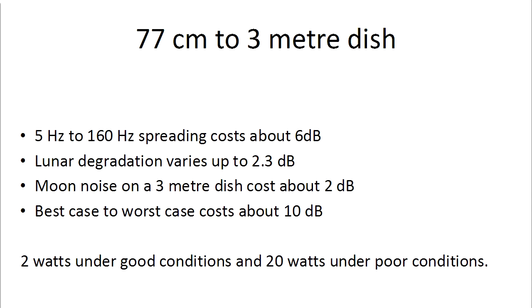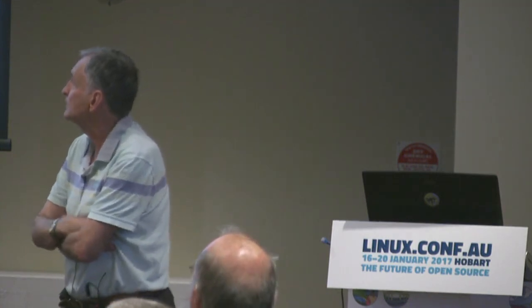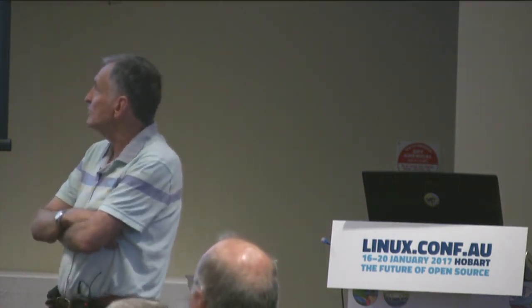Right, now, these are some of the variables that are involved in setting up what we call SCEDs. Between 5 hertz spreading and 160 hertz spreading, it costs you about 6 dB. The lunar degradation from the best to the worst, 2.3 dB. The moon noise on the large dish costs 2 dB. It means from the best to the worst case, there's about 10 dB difference by choosing the right time to do this stuff.